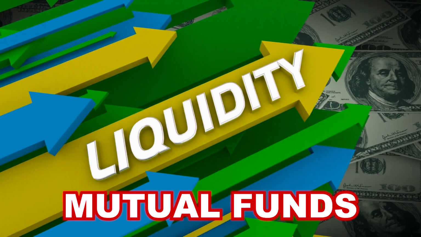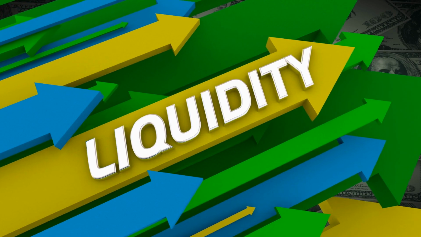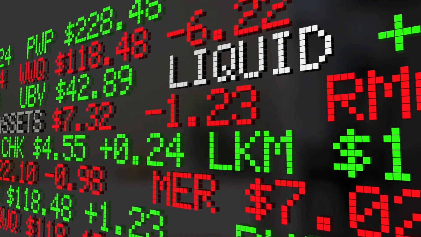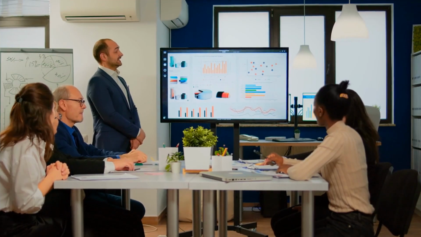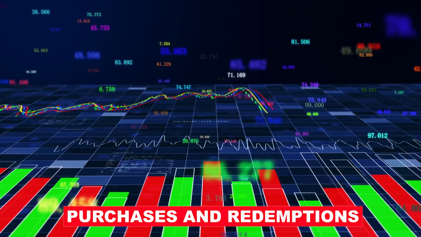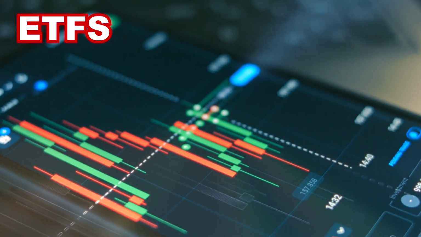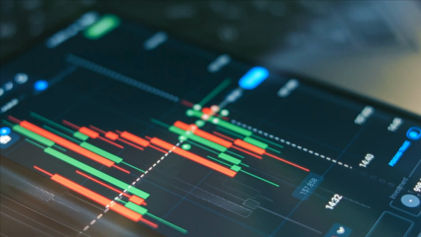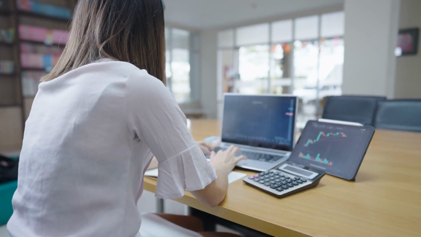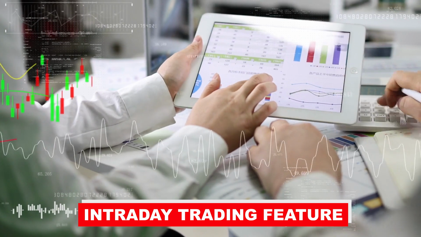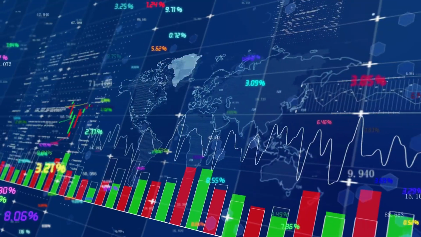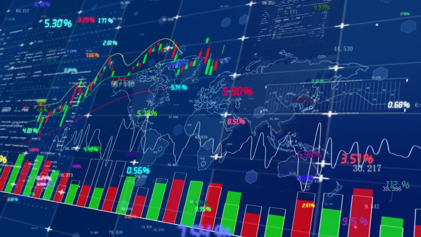Liquidity. Mutual funds: liquidity in mutual funds is provided at the end of the trading day when the net asset value, NAV, is calculated. Investors receive the NAV price for both purchases and redemptions. ETFs trade on stock exchanges throughout the day, and their prices can fluctuate based on supply and demand. This intraday trading feature provides investors with the ability to enter or exit positions at market prices during market hours.